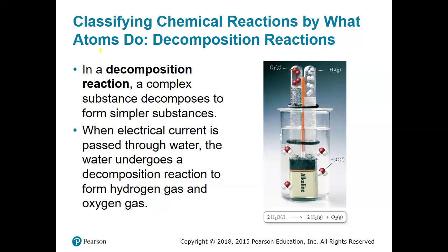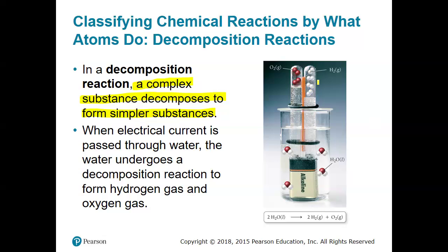By contrast, a decomposition reaction is effectively the opposite. A complex substance breaks apart to form simpler substances. An example of this is water. If I hook up water to an electrical source like a battery or to some other kind of provider of electrical current, the water is split apart into the elements that make it up. Hydrogen on one side, oxygen on the other.